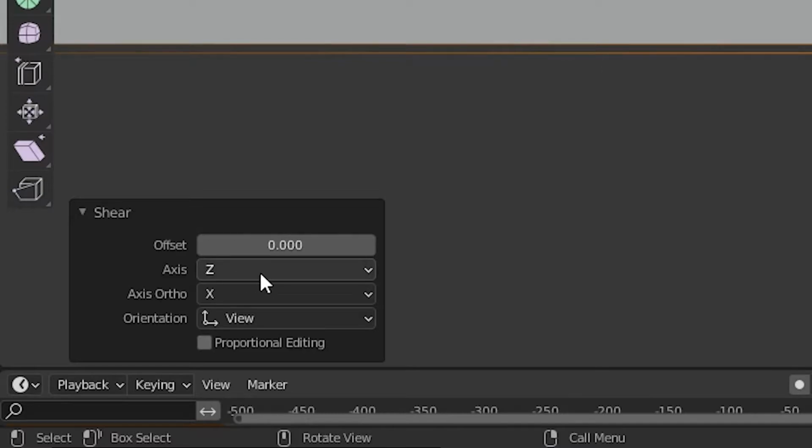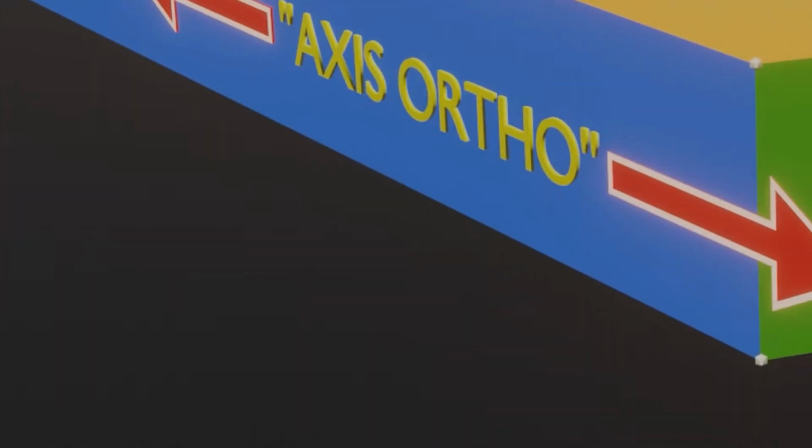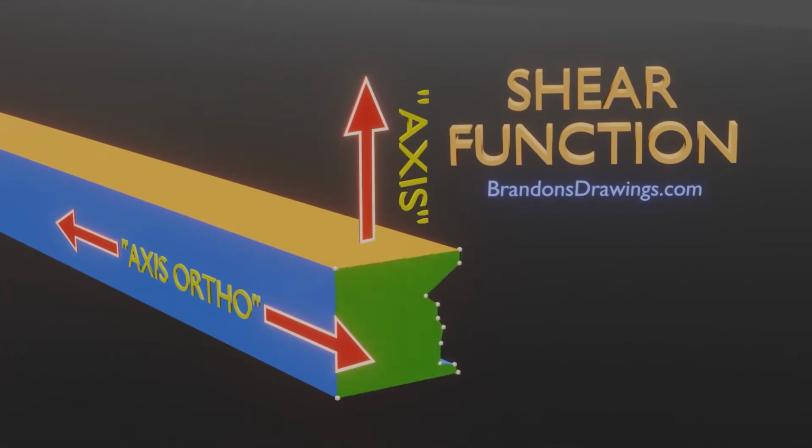Here you see options for axis and axis ortho. Understanding these was a little challenging for me, so I put together this animation to help demonstrate. For axis, I kind of like to think of it like a rotation axis. It's the axis the vertices will sort of move around. The axis ortho is the direction you want the vertices to slide on.